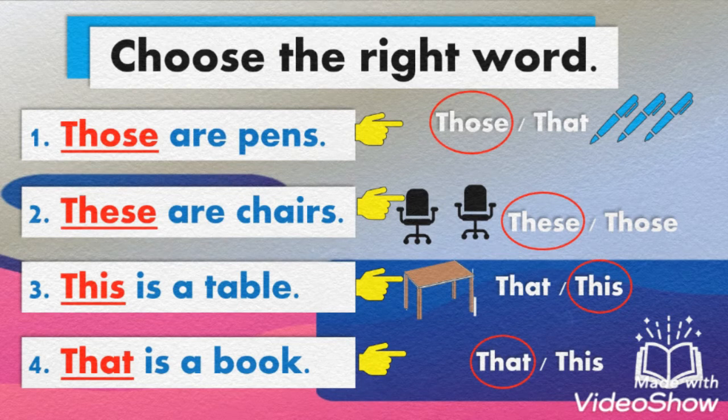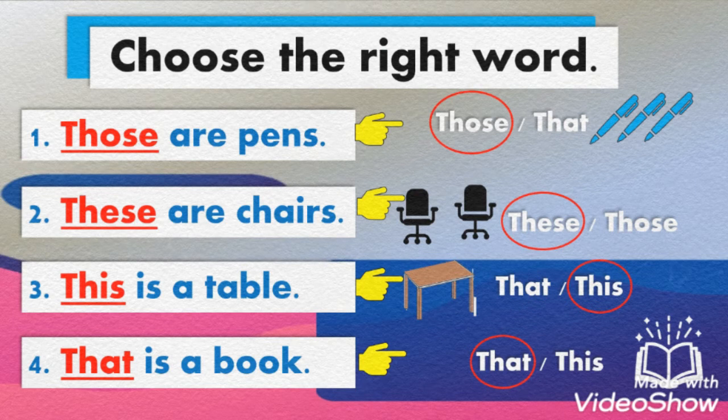Now to the answers, and we will discuss why we choose each answer. For example, number 1, those are pens. Why do we choose those? Because it's more than one. If we choose that, it will be completely wrong, because we use that for something far and singular. Those we use for something far and plural.